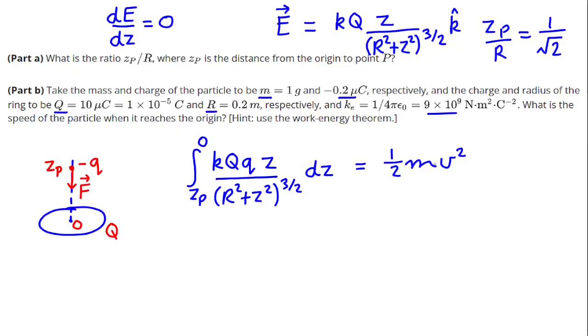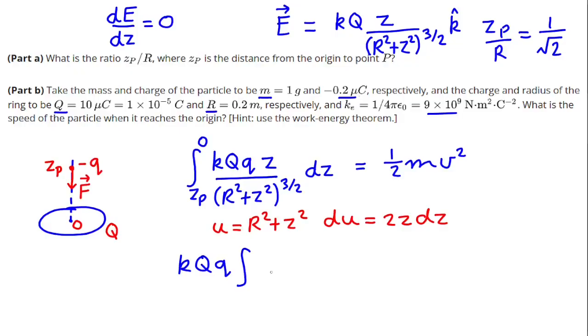So using U substitution, we have U is equal to R squared plus Z squared. So du is 2Z dz, and we can rewrite this integral as KQ times Q times the integral from U equal to R squared plus ZP squared. So we change the limits of integration. So this limit becomes R squared plus 0 squared, and we have Z dz is 1/2 du on U to the 3 on 2.